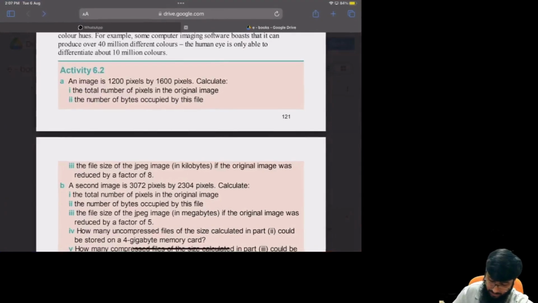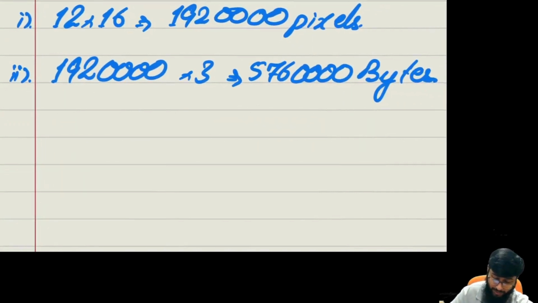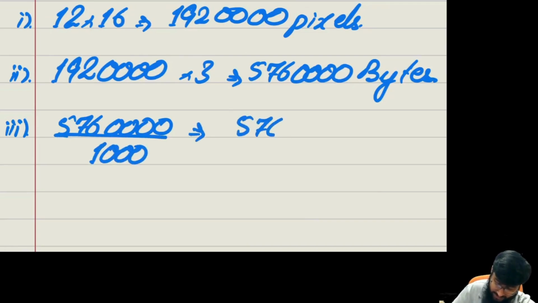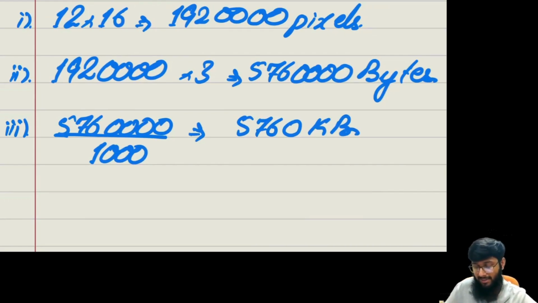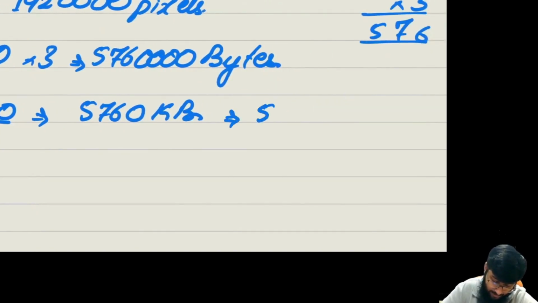Okay, just after that, coming to the third part, they are saying the file size of the JPG image in kilobytes if the original image was reduced by a factor of 8. Now a factor of 8 means that they have reduced it by 8 times. Because they have asked us in kilobytes, first of all I can divide 576 with 4 zeros by 1000 to convert it into kilobytes. So I will be getting 5760 kilobytes. Now this is not compressed right now. They are saying you need to compress it by a factor of 8. So that means 5760 will be divided by 8.